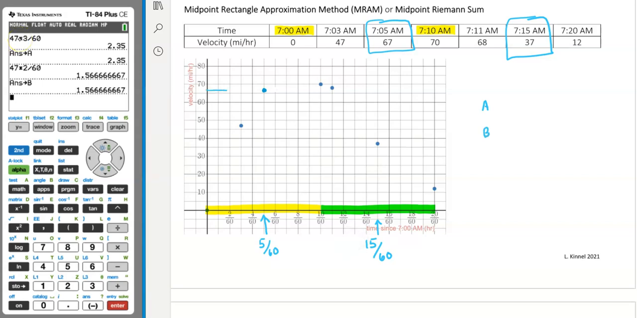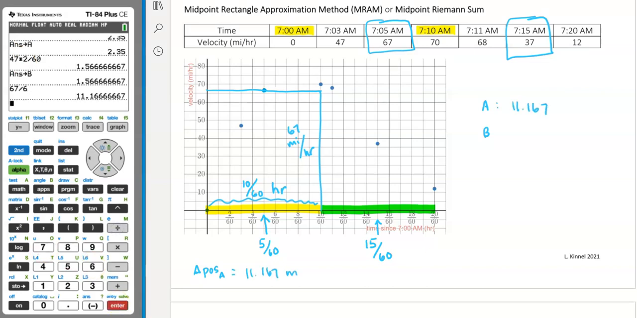The height of our first rectangle will be 67 miles per hour, and its width is 10/60ths of an hour. So delta position A is 67 times 10/60ths, or 67 divided by 6. Units there are miles. So now you should be able to find the change in position using rectangle B, add up the 2 results, and you will have the midpoint Riemann sum for this data set using 2 rectangles and subintervals of width 10/60ths.